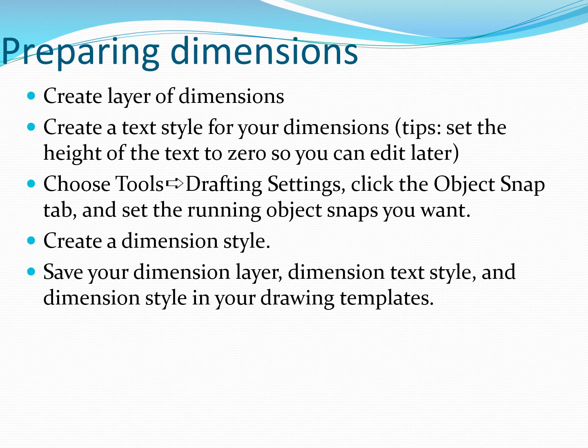Okay, so preparing the dimension: create the layer for the dimension, create the text style for the dimension, choose Drafting Settings, click the Object Snap tab and set the running object snap you want. Create a dimension style, and save your dimension layer, dimension text style and dimension style in your template.